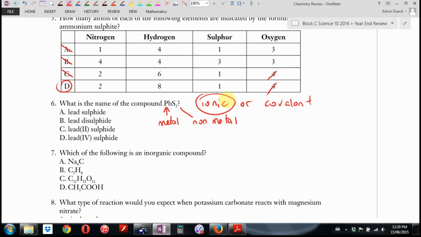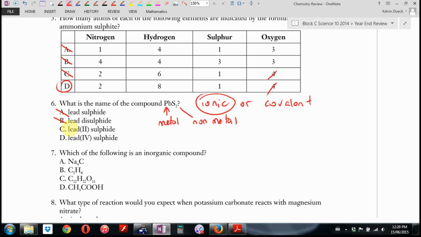It's multivalent, which means I'm going to have to use Roman numerals when I write it out. In other words, B is wrong. I know it's not covalent. B is written as a covalent, and multivalent has Roman numerals. It can't be A. I need to figure out the charge.